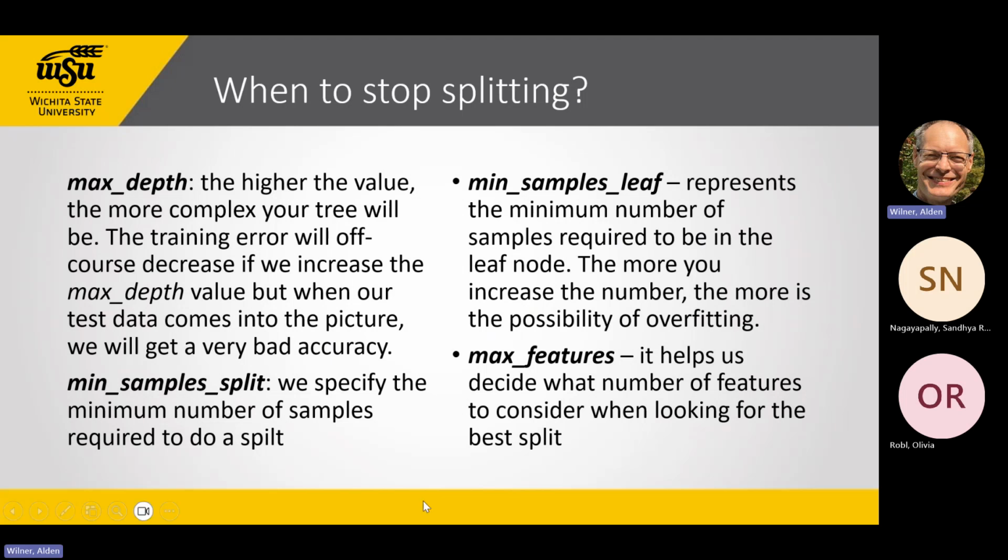Your minimum samples to be able to do a split. So if you have too few things to do your split, you're going to stop. You're not going to make it any smaller than that, right? Maximum number of features. You have 10,000 features to look at. I'm only going to look at the 500 best and then quit, right? So those are some of our parameters that we can use to decide when to stop splitting our decision tree.